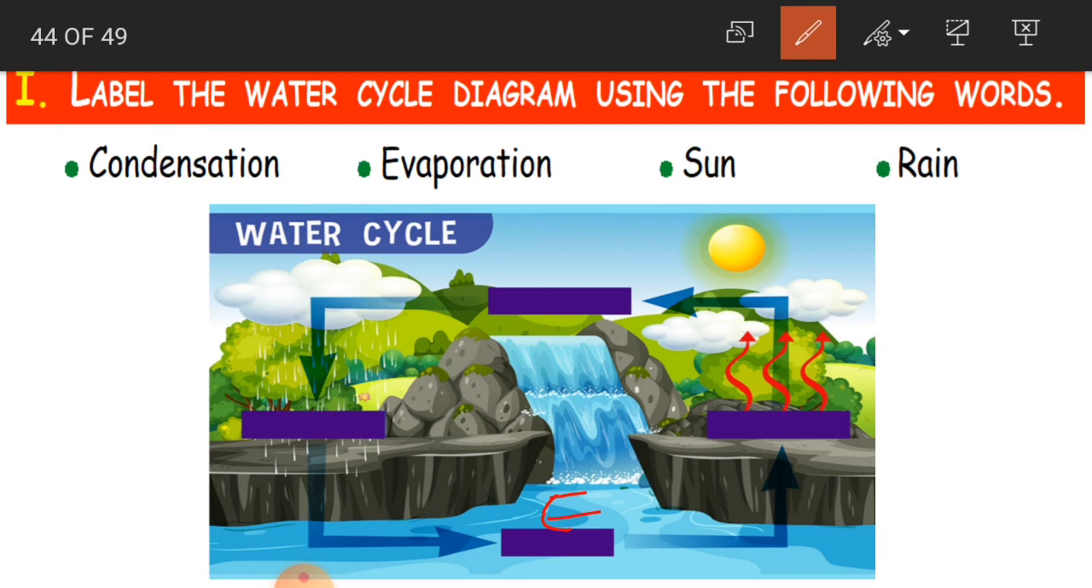The water is going to get heated by the sun. This is the sun. And this water is going to change into water vapor and it is going to rise up. See here the red color arrow marks. This process is known as evaporation. Okay, children? So we'll write it here, evaporation. I have mentioned it as E here.